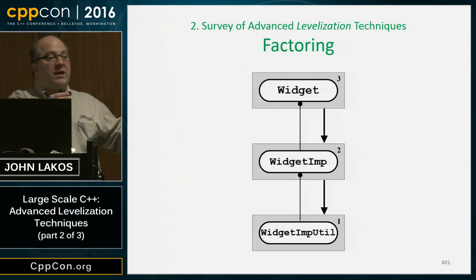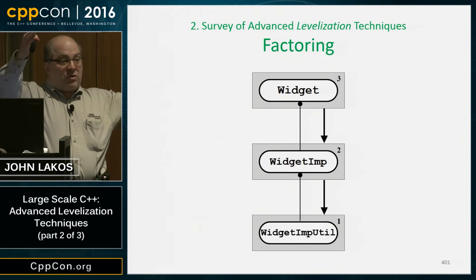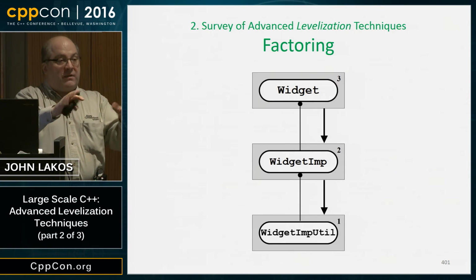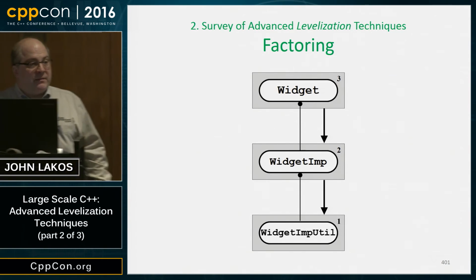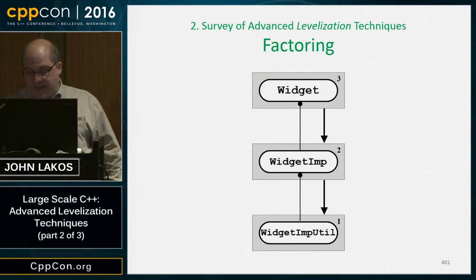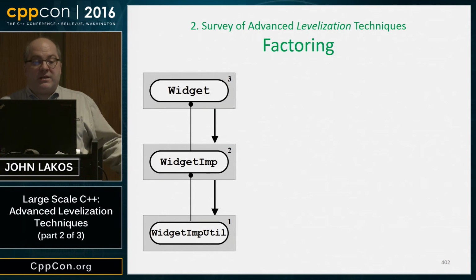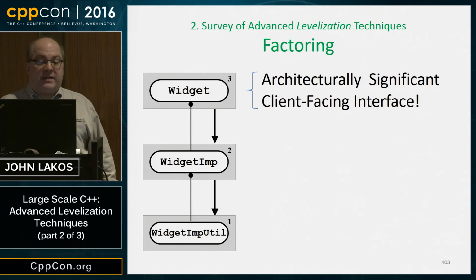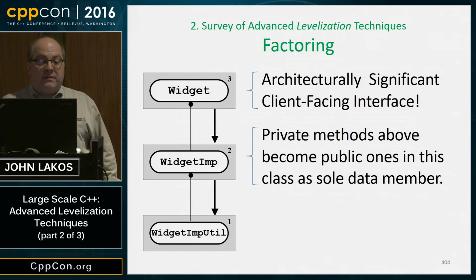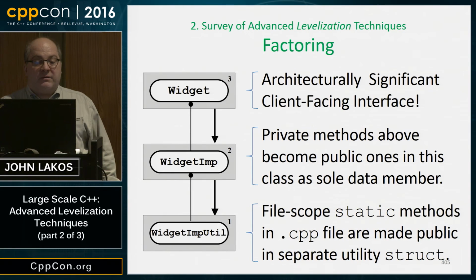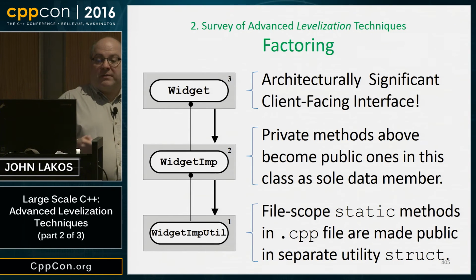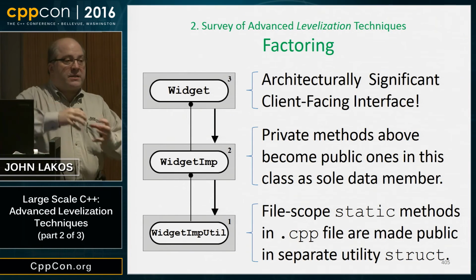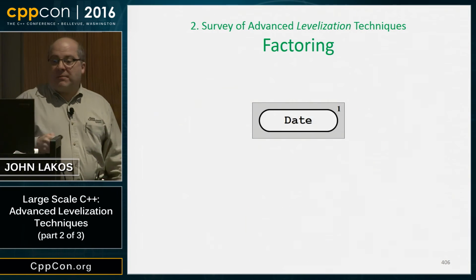Just like you take the TV case off the chassis, work on the TV, put the case back on, attach the knobs, and it's all good. Okay? So that's the idea there. This is the architecturally significant client-facing interface. These are the private methods. They become public, and file scope static methods in the CPP file are made public in a separate utility struct. Okay? Just a general telescoping when something gets too complex.